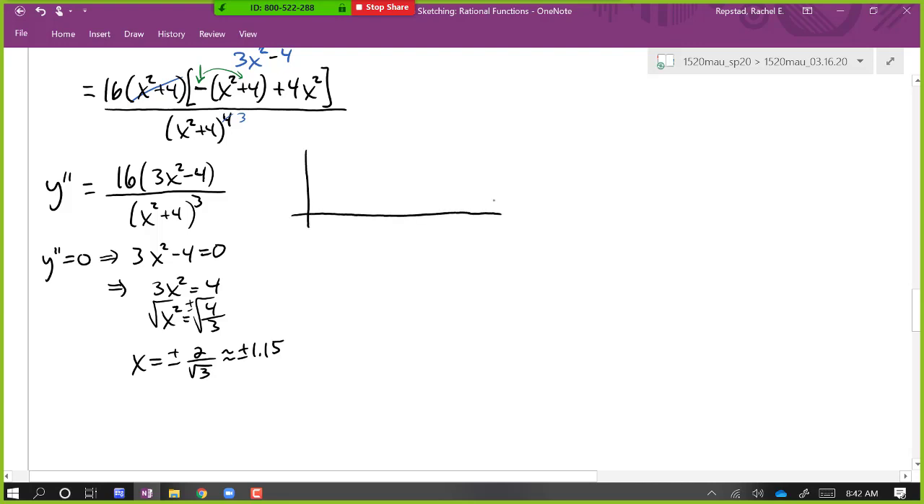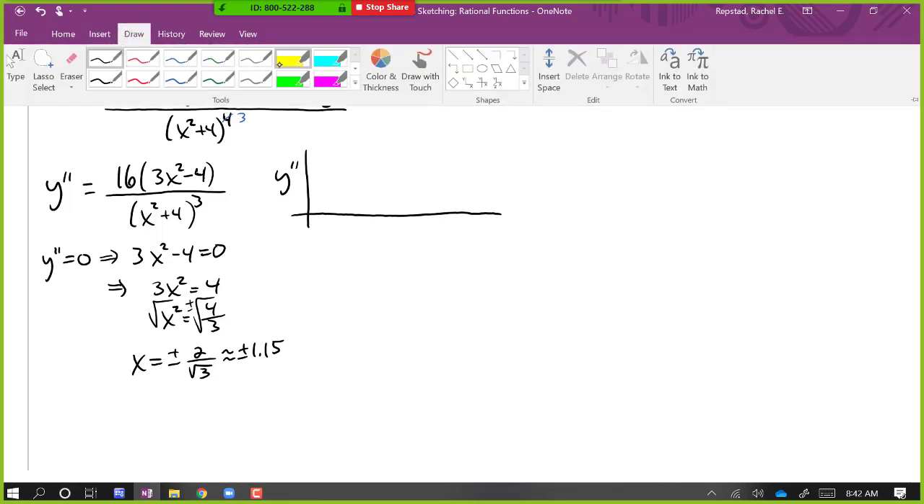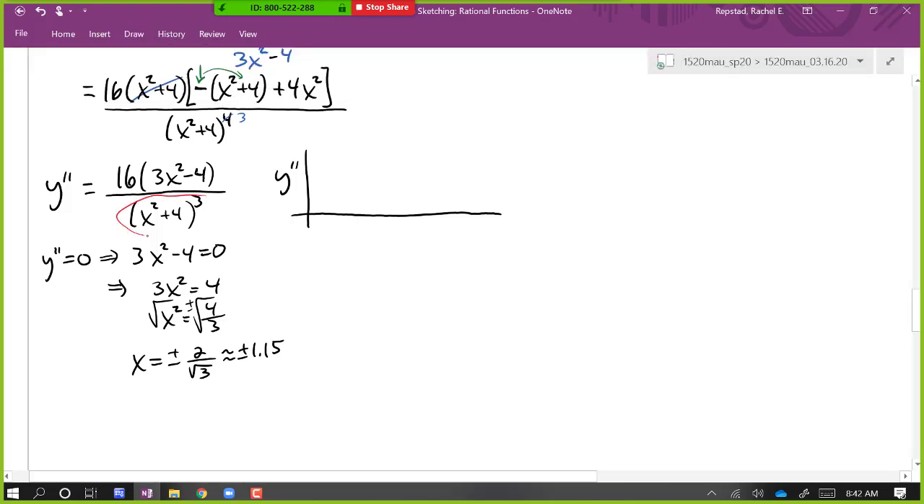First of all, we can make this sign chart pretty simple because the bottom is always positive, right? X squared plus 4 is always positive, and if you cube a positive, you're still positive. 16, I'm going to go out on a limb here, always positive. So the sign of y double prime is determined entirely by the sign of 3x squared minus 4. I'm making a row for y double prime. It's also just the same thing as the row for 3x squared minus 4. So we have these two spots where it's 0, plus or minus 2 over root 3.